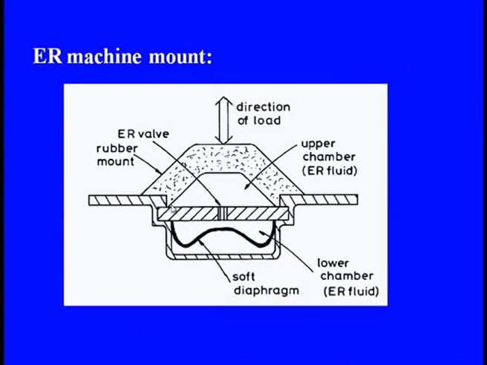So this is what it is: the ER fluids are there in between this, and on top of that we have the rubber feature which is mounted there, and in the upper field also these ER fluids are there. So whatever the direction of loads, they can provide better machine mounting.